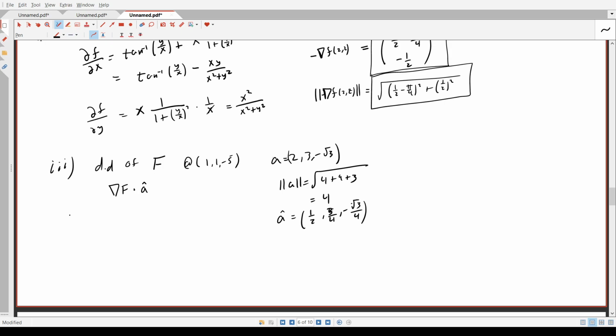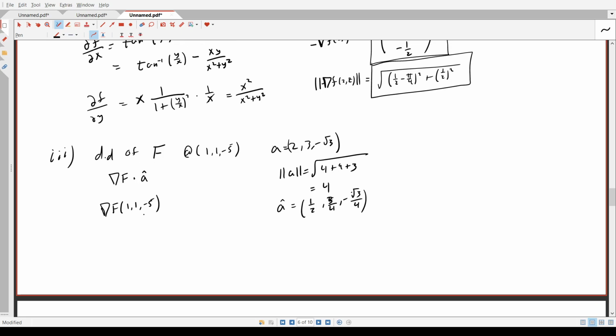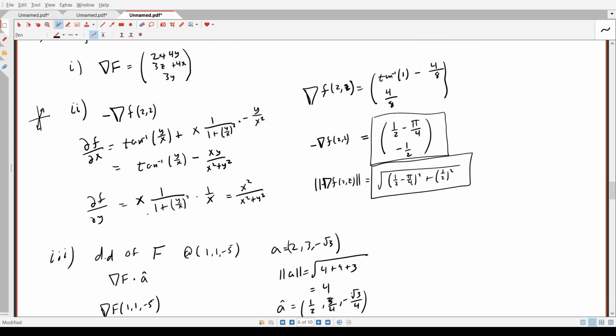And the gradient of f, let's do that here, at 1, 1, minus 5. Well, we know what the gradient of f is from right up here. This is going to be, let's see, 2x plus 4y. 2x, that's 2, plus 4y, that's 6. 3z, that's minus 15, plus 4, minus 11. And then 3y is going to be 3.